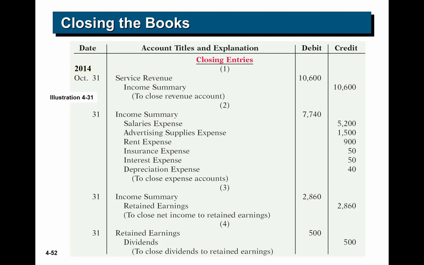Okay, income summary would have a balance of $2,860, and it would be on the credit side. So we would debit that account $2,860, and we would credit retained earnings $2,860. Remember, the intent is to close all of these temporary accounts back to zero, and then to move them all to the permanent account, retained earnings. Then we would do dividends. The dividends would have a debit balance of 500, and we would credit that account to return it to zero, and debit that money to retained earnings.